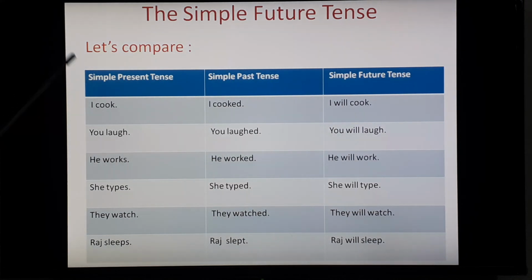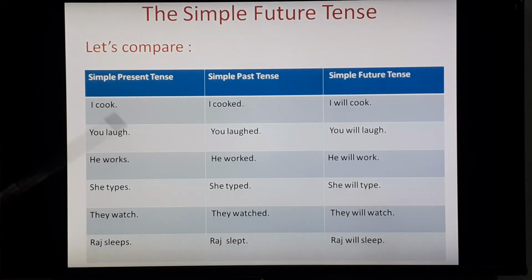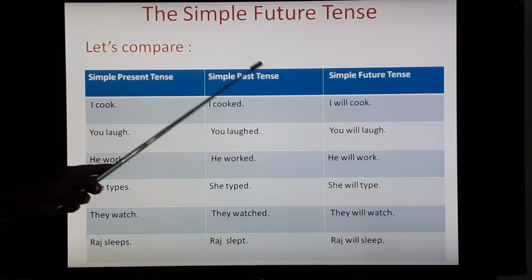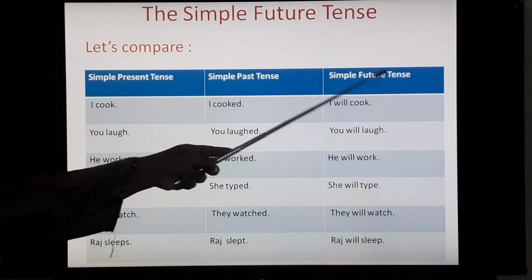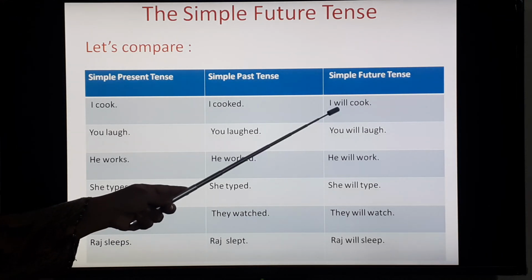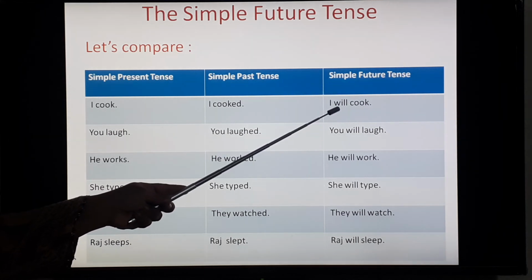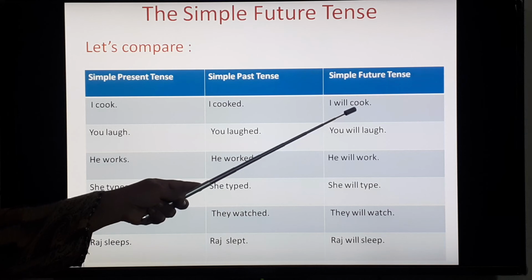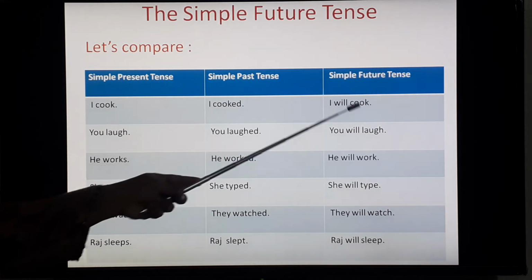Let's compare simple present tense, simple past tense, simple future tense. Simple present tense, I cook. So here V1 form will come. Simple past, I cooked, V2 form. Whereas here simple future tense, I will cook. So here I is the subject, will is the auxiliary, you can say helping verb, modal auxiliary. Then cook. This is the verb, V1 form, that is simple future tense.